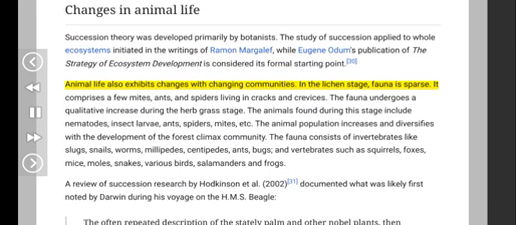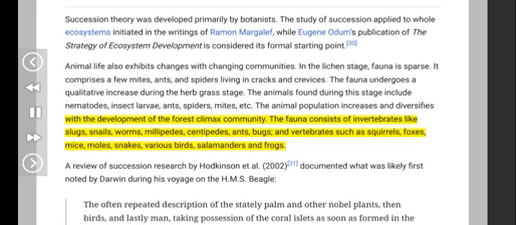In the lichen stage, fauna is sparse. It comprises a few mites, ants, and spiders living in cracks and crevices. The fauna undergoes a qualitative increase during the herb grass stage. The animals found during this stage include nematodes, insect larvae, ants, spiders, mites, etc. The animal population increases and diversifies with the development of the forest climax community. The fauna consists of invertebrates like slugs, snails, worms, millipedes, centipedes, ants, bugs, and vertebrates such as squirrels, foxes, mice, moles, snakes, various birds, salamanders and frogs.